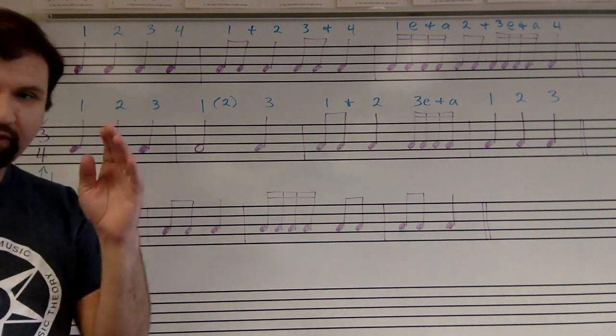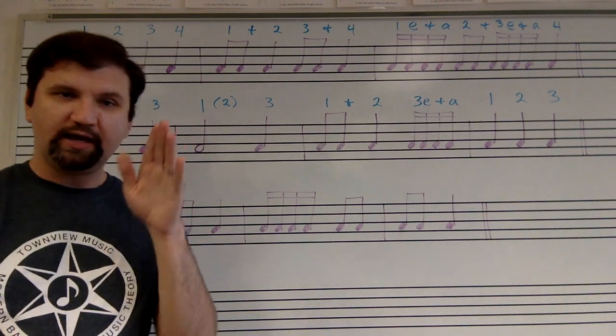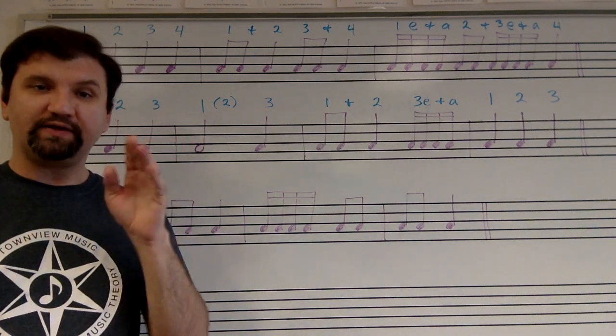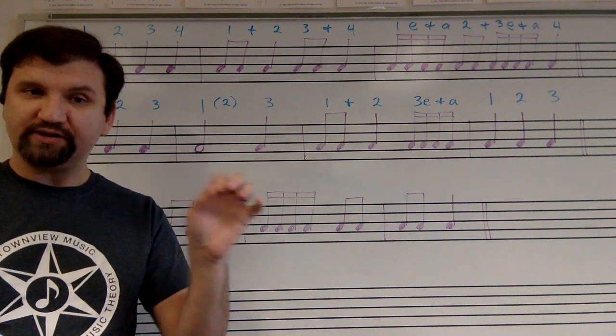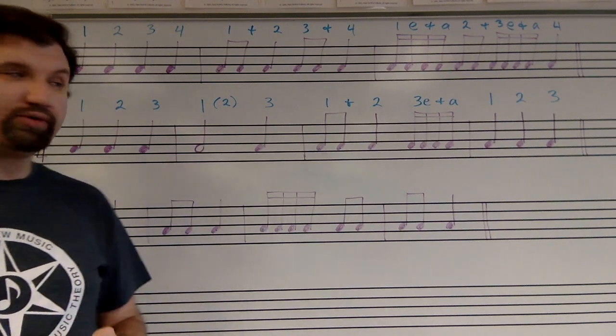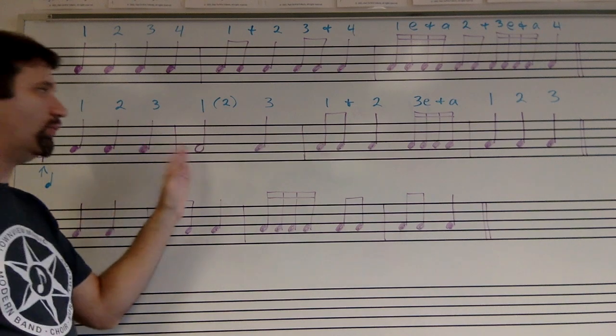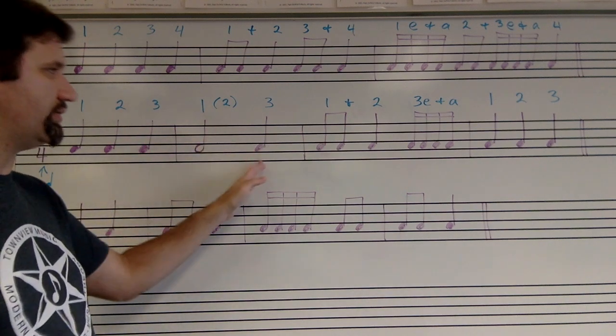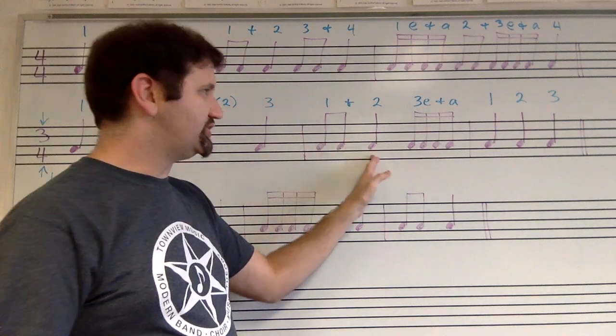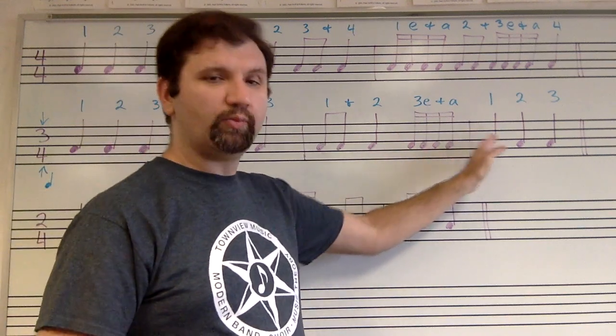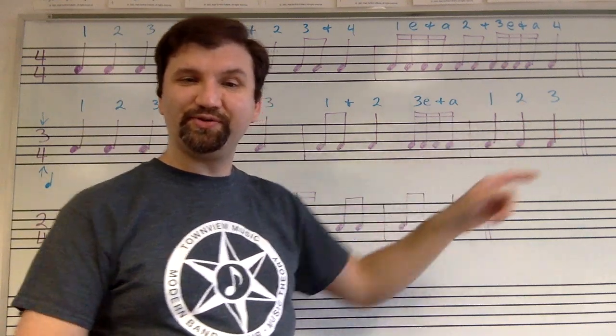Again, we're thinking quarter, eighth, and your 16ths. 1 E and 2 E and moving along pretty fast. Here we go. Ready and count. 1, 2, 3, 1, 3, 1 and 2, 3 E and 1, 2, 3.